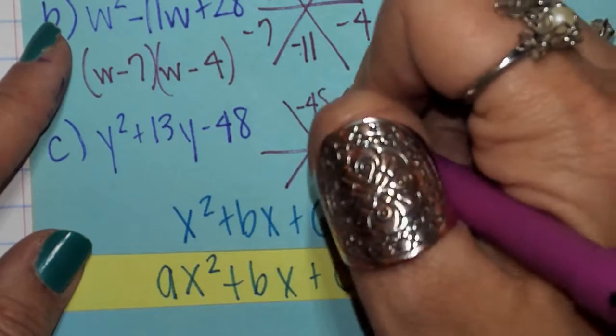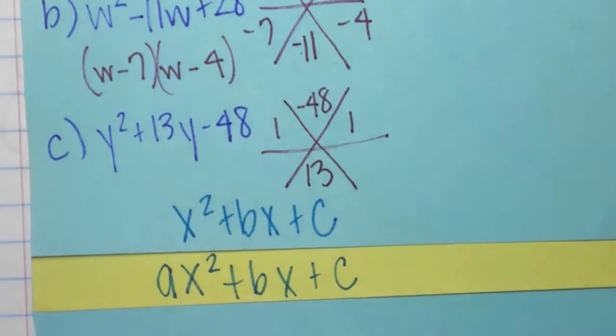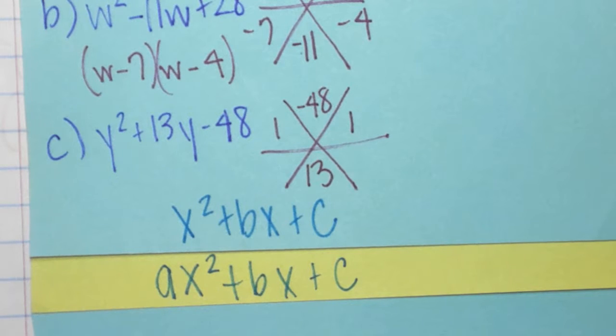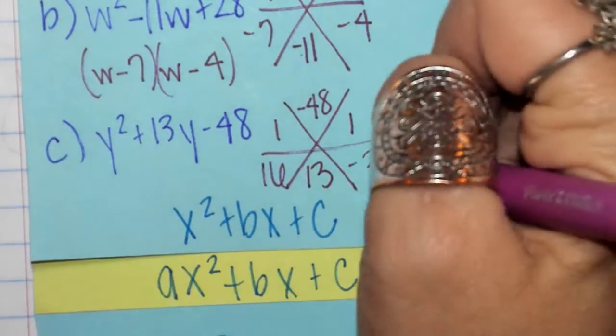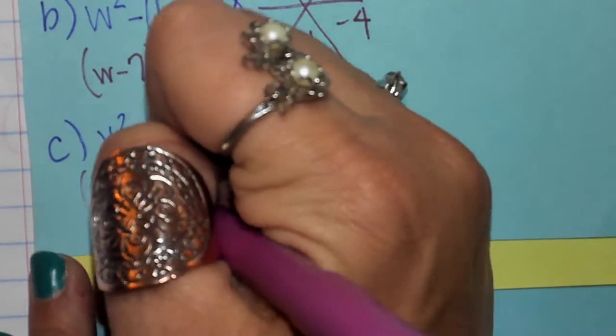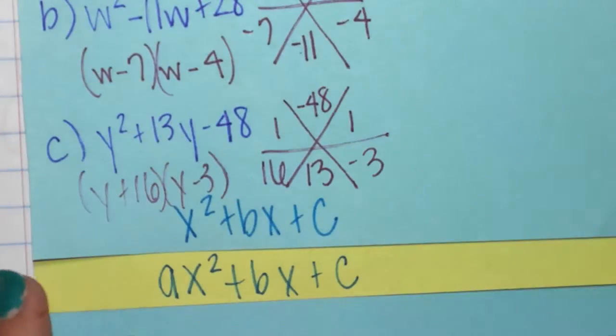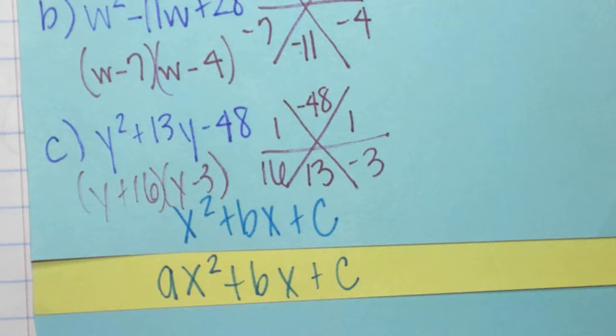What two numbers multiply to give you negative 48, add to give you 13? Also, just as a reminder, 8 and negative 6 wouldn't work because it'd give you 2, right? No, 12 and 4 wouldn't work because it'd give you negative 8. Positive 16, negative 3. Close enough.